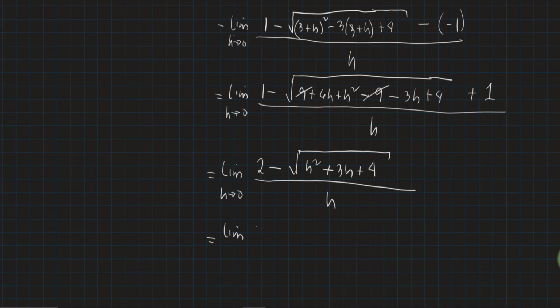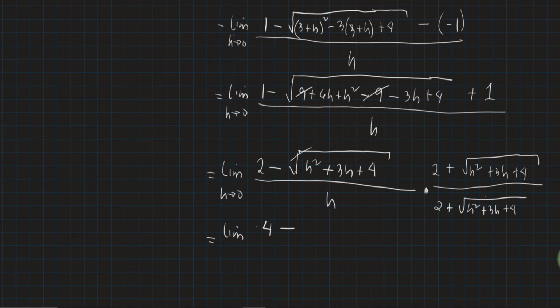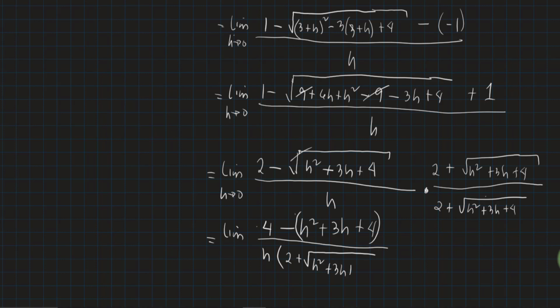Yan. So, paano na to? So, ang gagawin natin dito, i-multiply na natin siya sa kanyang conjugate. So, try natin. Anong conjugate? So, magiging 2 plus square root of h squared plus 3h plus 4 all over 2 plus square root of h squared plus 3h plus 4. So, this will become 4 minus, cancel out na to, magiging h squared plus 3h plus 4. All over h times 2 plus square root of h squared plus 3h plus 4.